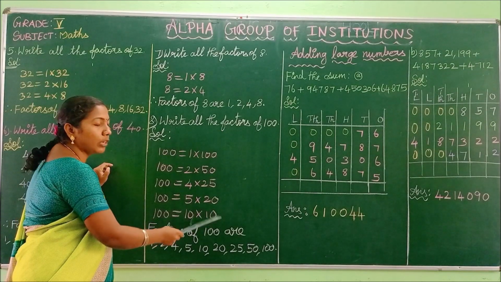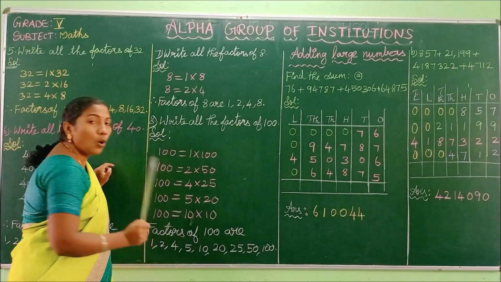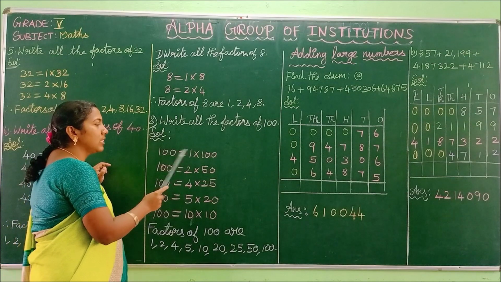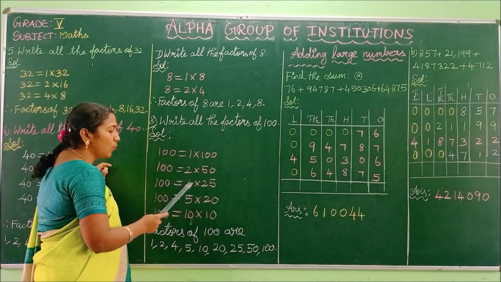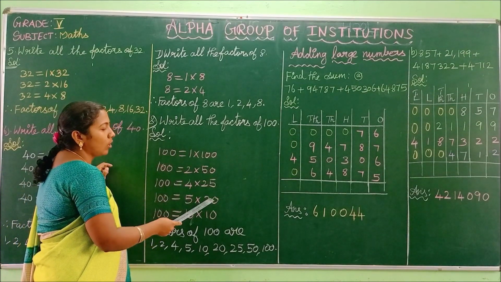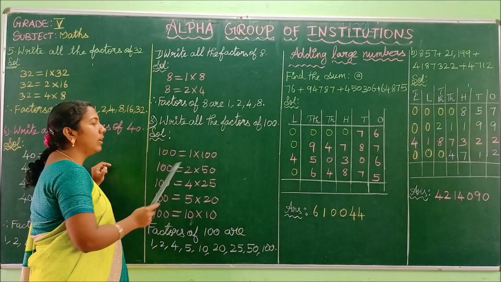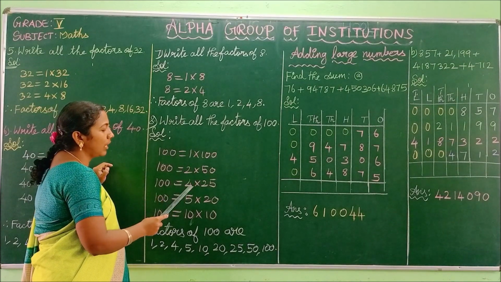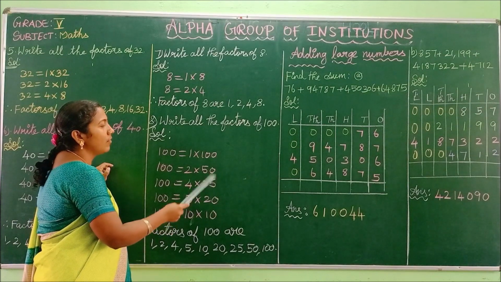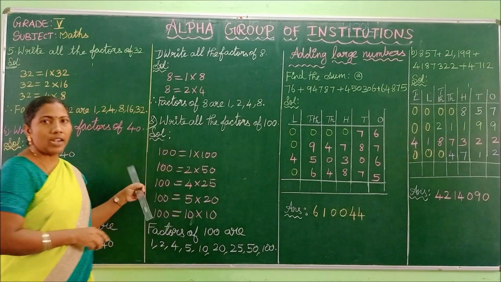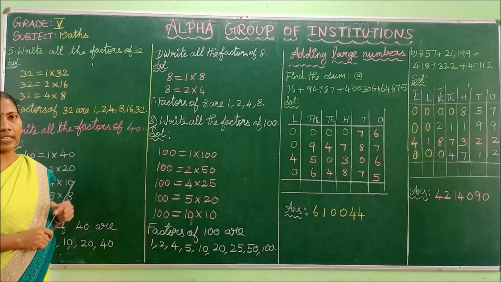Here we have 10 two times, but you have to write 10 only one time. So what are the factors of 100? 1, 2, 4, 5, 10, 20, 25, 50, 100. So totally how many factors do we have? Let us count. 1, 2, 3, 4, 5, 6, 7, 8, 9. Thus for 100 we have 9 factors.